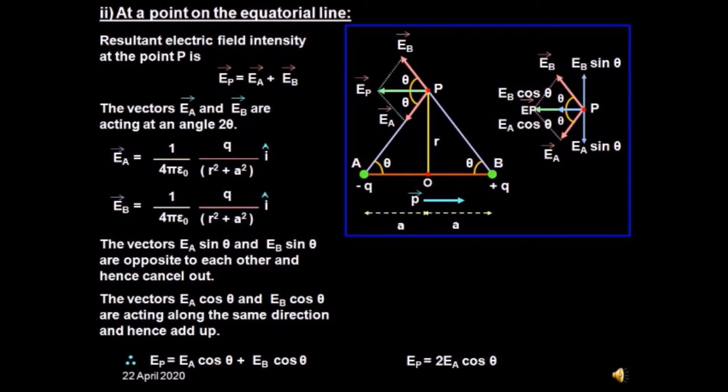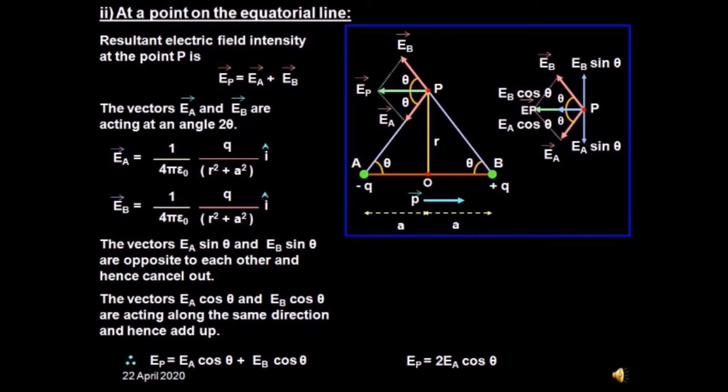Since EB is making theta angle with the horizontal line, the horizontal component of it will become EB cos theta and the vertical upwards component will become EB sin theta. So in all, after resolving EA and EB, we have four components with us, which are shown on the second diagram. Since EA and EB we have resolved, we can forget them. Now we have four components: EA sin theta, EB sin theta, EB cos theta and EA cos theta.